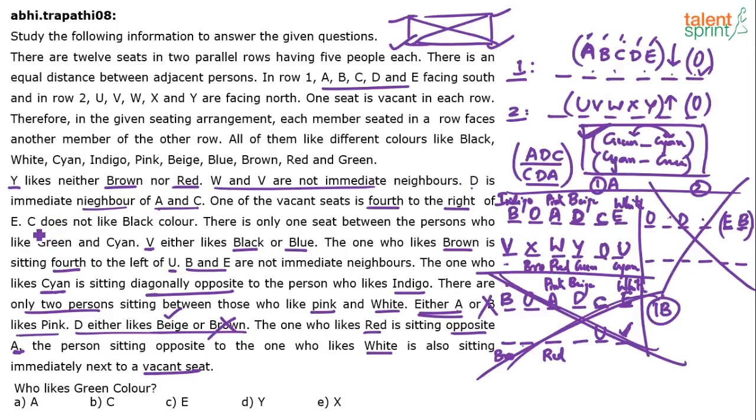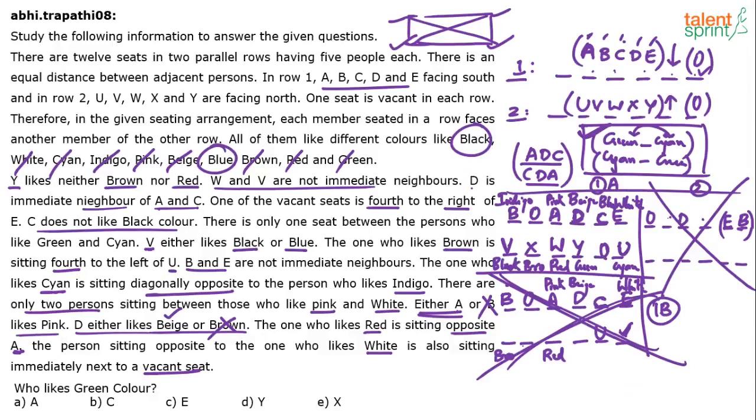C does not like black color. Look at this. Of all the colors, I think 8 colors have already been fixed: indigo, pink, beige, white, and then brown, red, green, cyan. He says C does not like black color. The only 2 colors available now are blue and black. C does not like black, so C has to like blue. And if C likes blue, then V likes black.